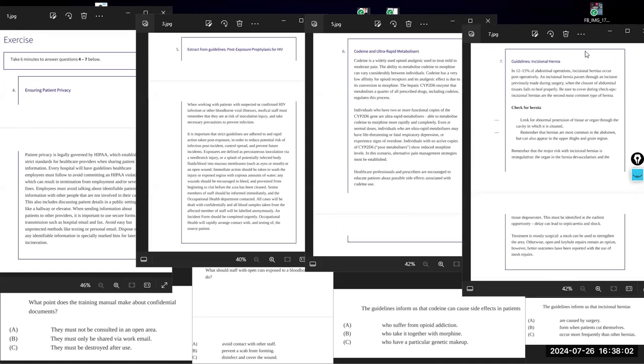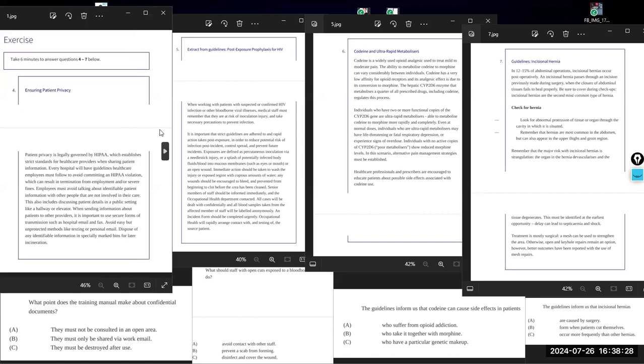How did you solve number 4? There are some questions, like question number 1. I thought there were 2 answers, but I chose B. They must be only shared via work email. Yes. Okay, wait. Let me say that 4 is B. Okay.